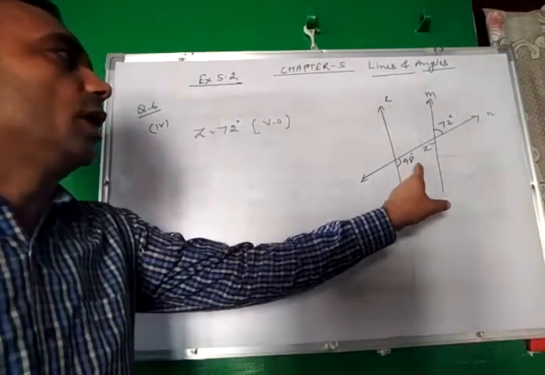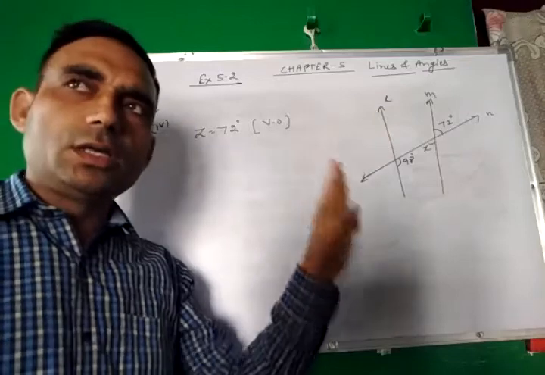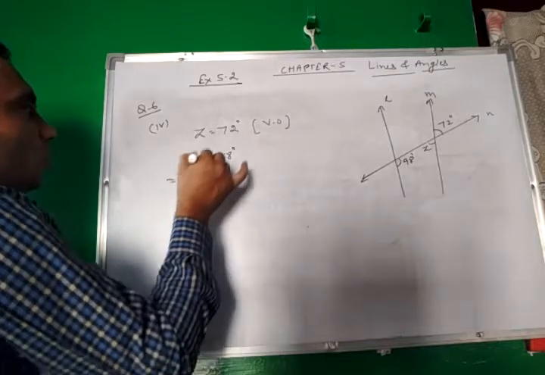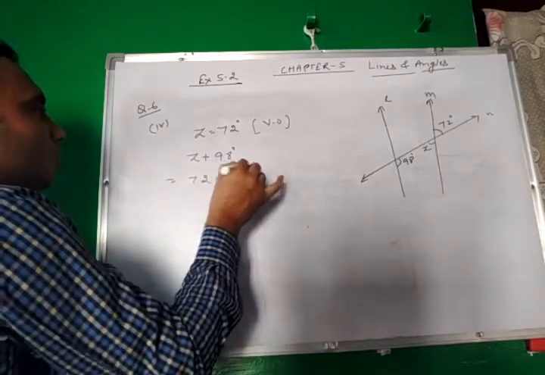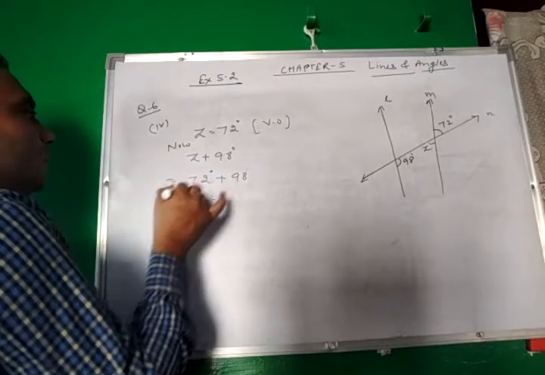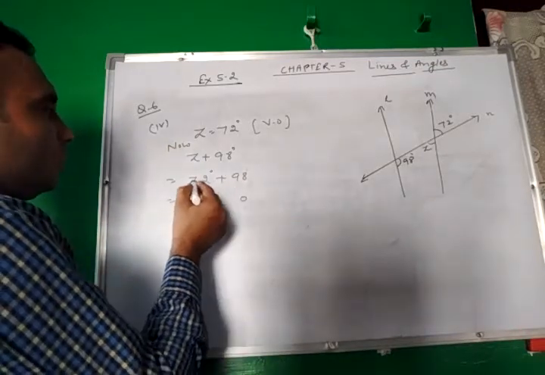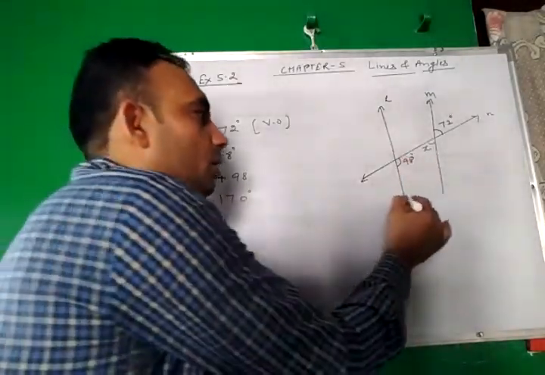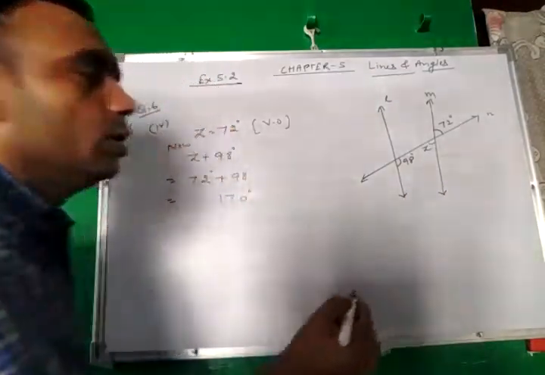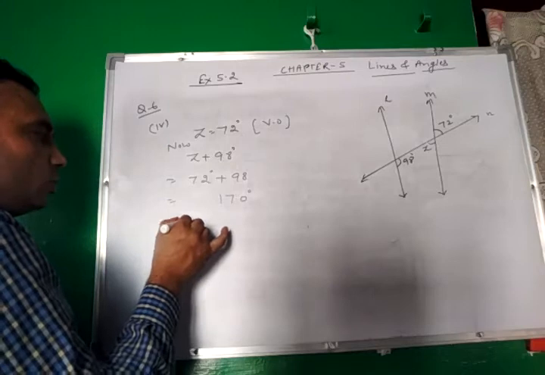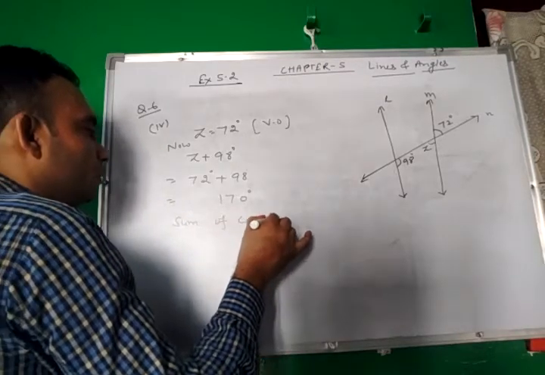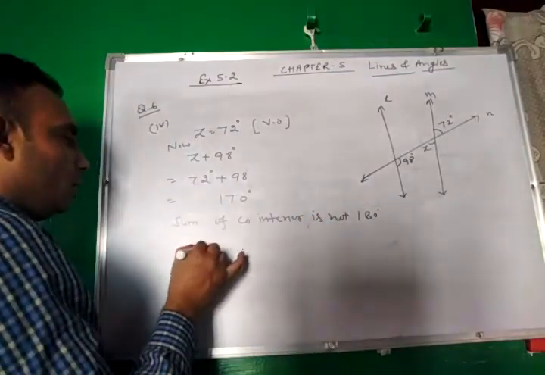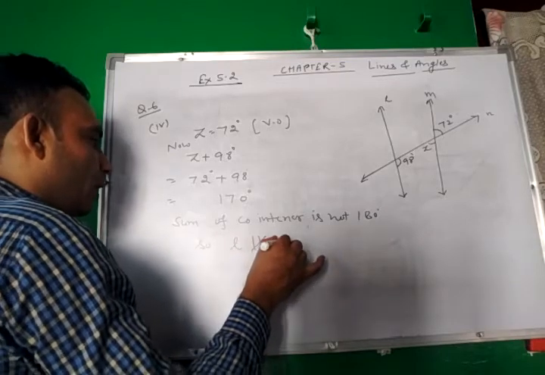Now we will check 98 and Z. The sum of 98 and Z, these are co-interior angles. So angle Z plus 98 is equal to 72 plus 98, which is 170 degrees. These are co-interior angles and the sum of co-interior angles is not 180. So L is not parallel to M. The sum of co-interior angles is not 180 degrees, so L is not parallel to M.